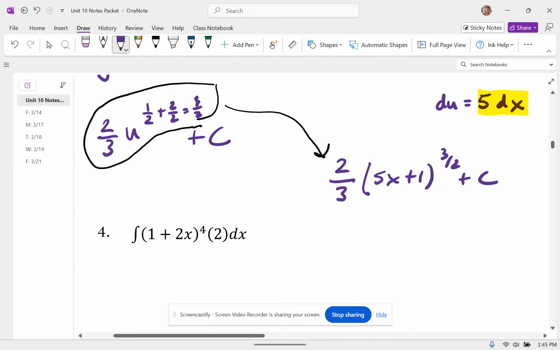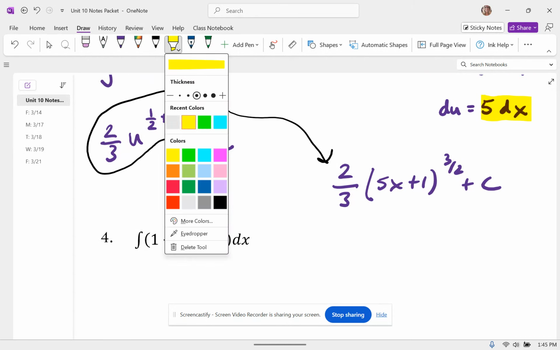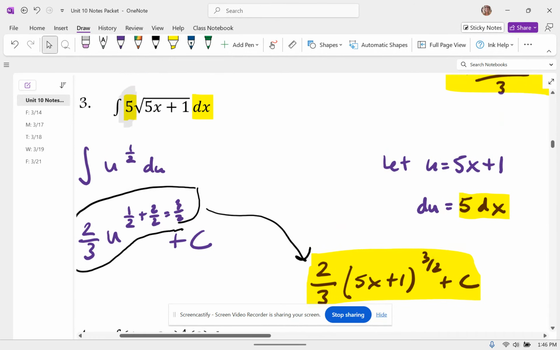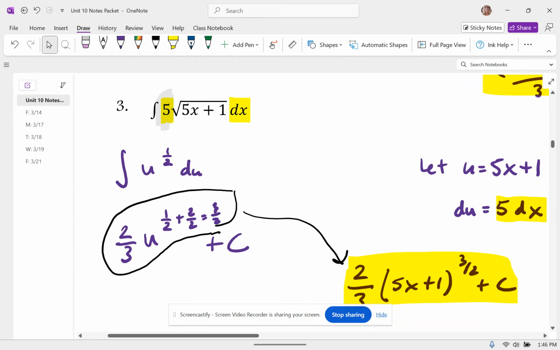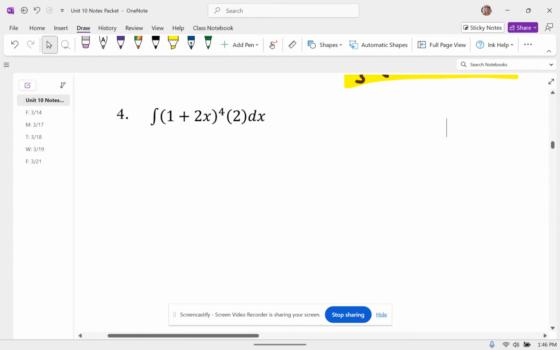What if I factored the 2 out of the 5x plus 1, like 10x plus 2? No, you can't do that. He's under a square root. You can't do that. I'm glad you asked, though.